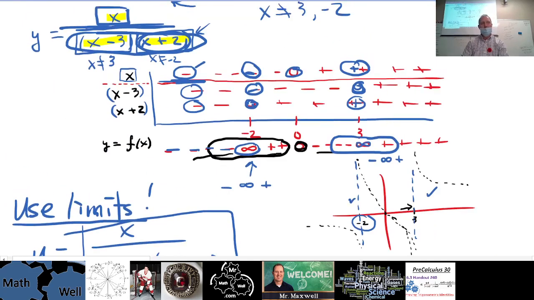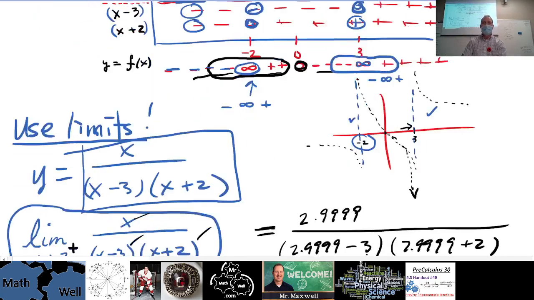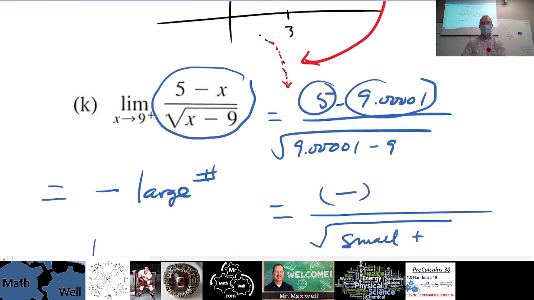What was the point of this? That's your question? What's the point of this? Make you smarter. So we're examining vertical asymptotes. You're looking at a function like this.